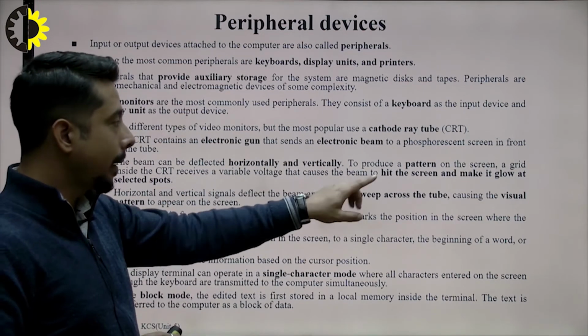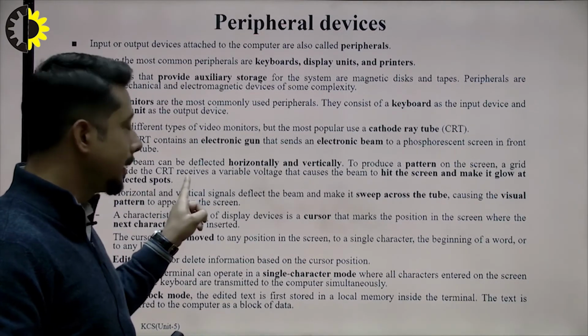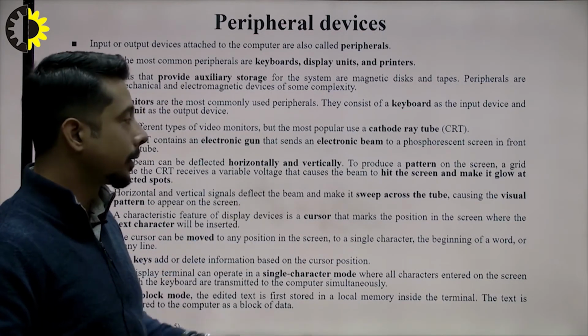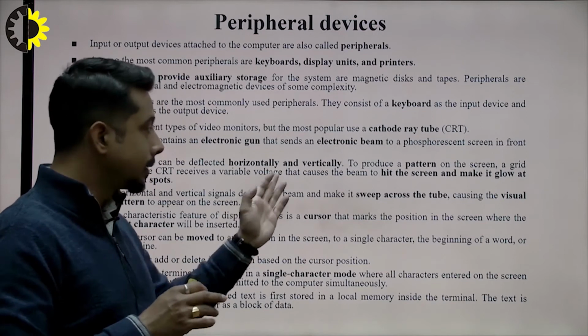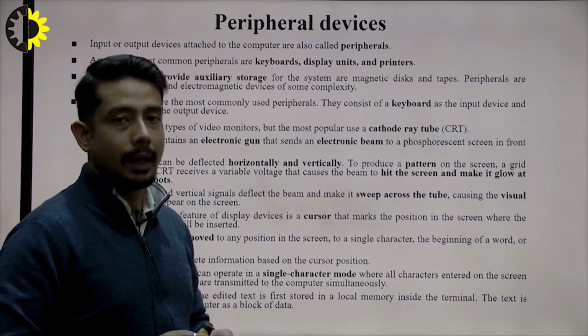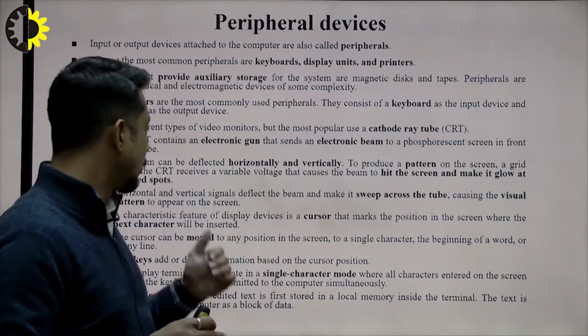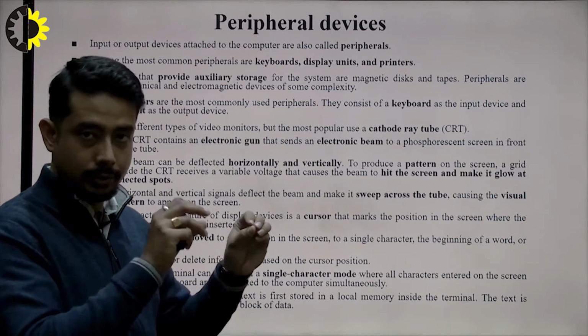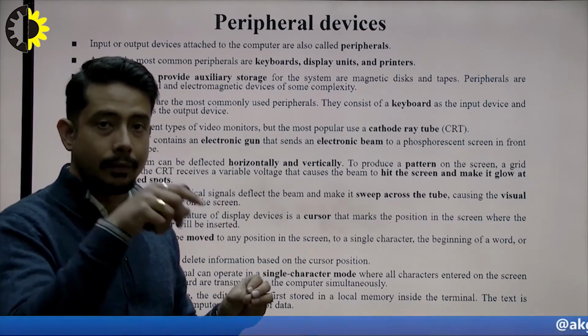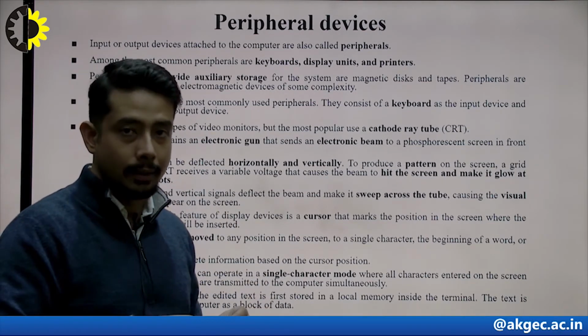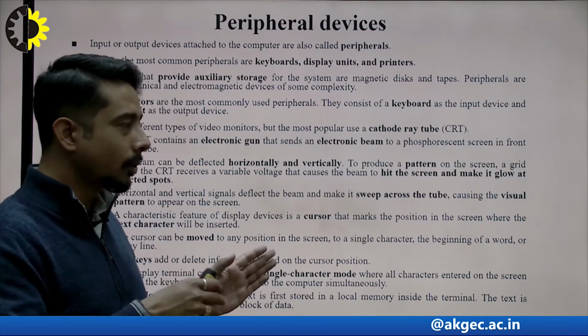To provide a pattern on the screen, a grid inside the CRT receives a variable voltage. This voltage causes the beam to hit the screen and make it glow at the selected spots wherever the horizontal and the vertical beams are being carried forward. So that is just a working principle.